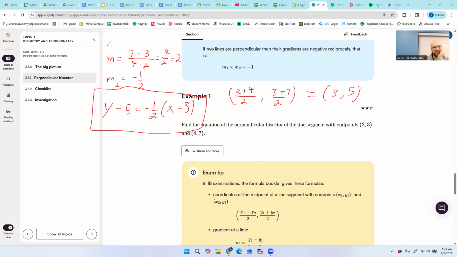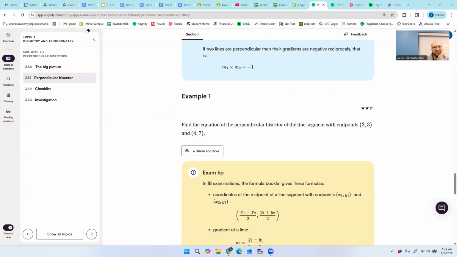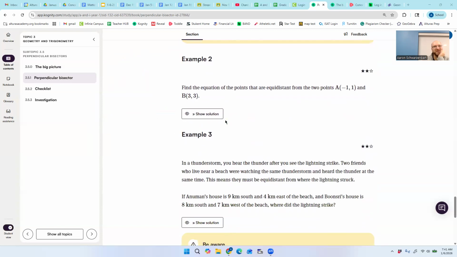Key things, and I do believe that they have both the midpoint and the slope formula in your packet, but hopefully you just know those two at this point. I don't have to take the time to look them up. So example 2, find the equation of the points that are equidistant from (-1, 1) and (3, 3).